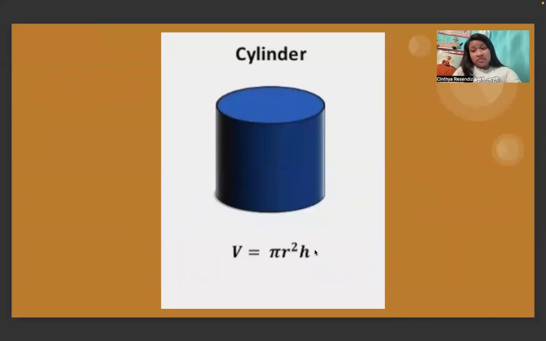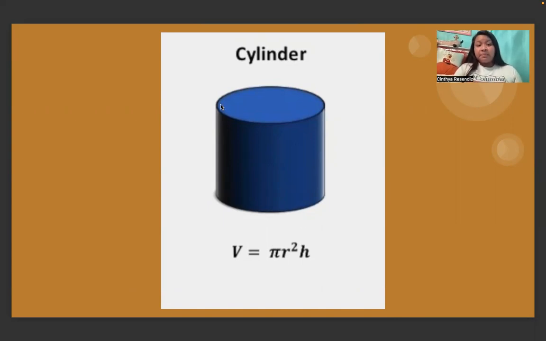So this is a cylinder, and this is the formula to find the volume of a cylinder. We know a cylinder has two circles and a rounded side. The formula is pi r squared h. Pi is the pi symbol, and r is the radius.